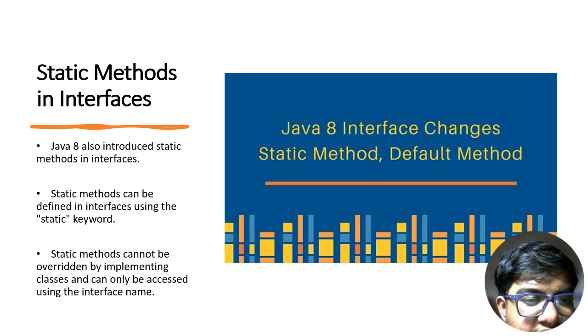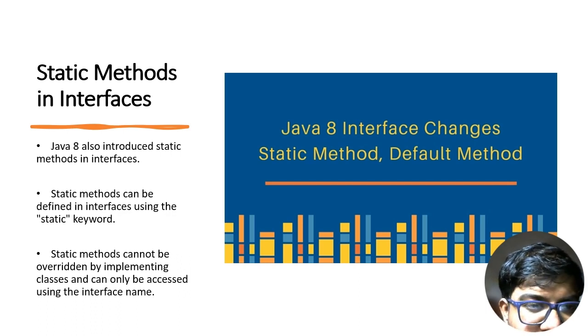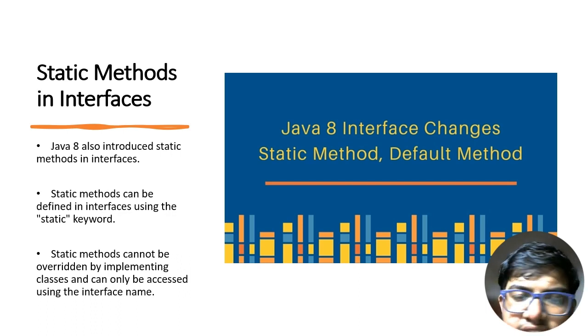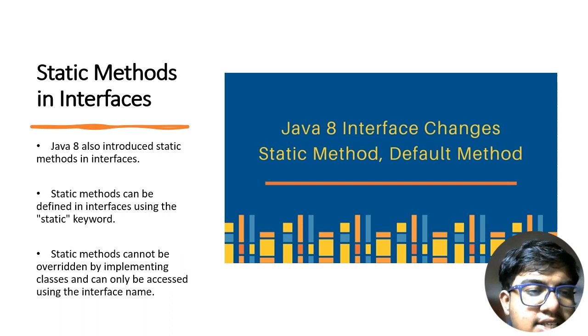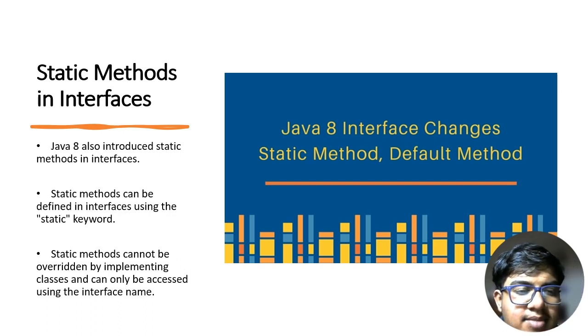Static methods in interfaces. In Java 8, they also introduced static methods in interfaces. Static methods can be defined in interfaces using the static keyword. Static methods cannot be overridden by implementing classes and can only be accessed using the interface name. So let's move on.